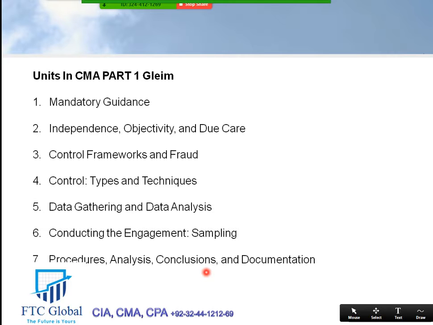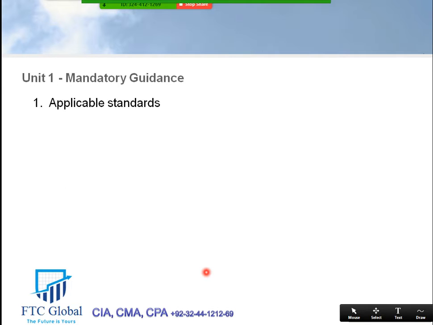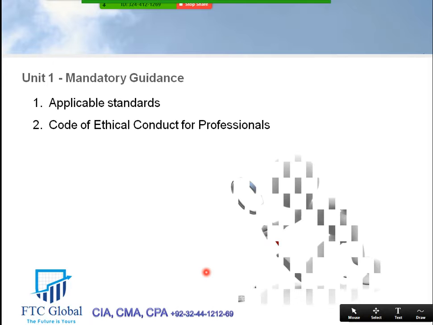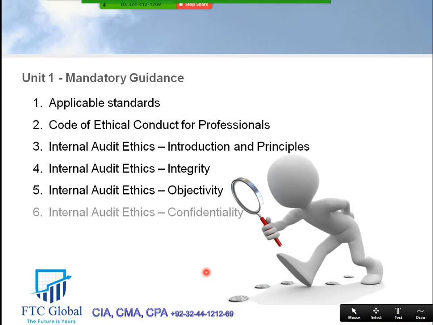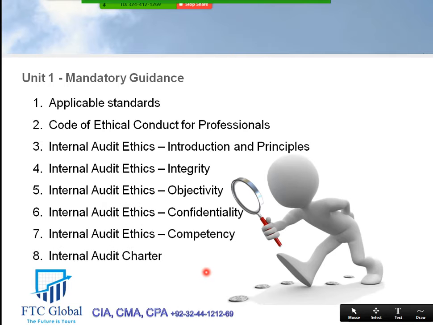So we are going to do unit 1 first and subunit 1.1. Unit 1 contains 8 topics: applicable standards, code of ethical conduct for professionals, internal audit ethics. We will do each and everything in introduction and principle, ethics integrity, ethics objectivity, ethics confidentiality, competence, and the last is the internal audit charter. So these are the 8 subunits within the main unit 1.